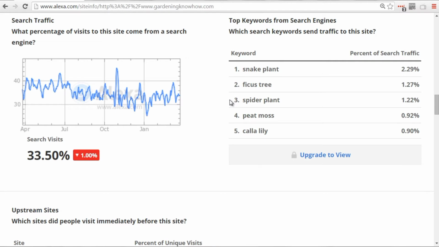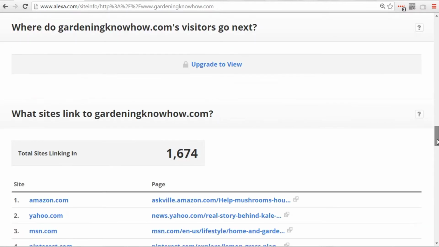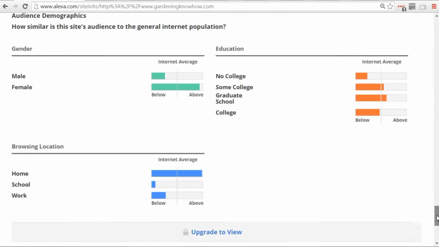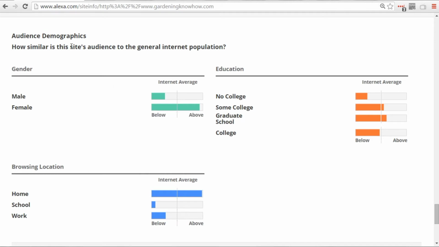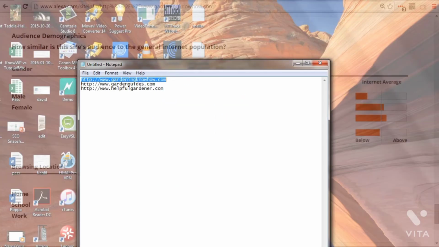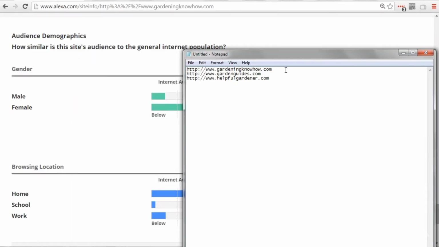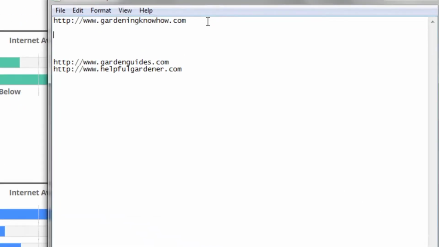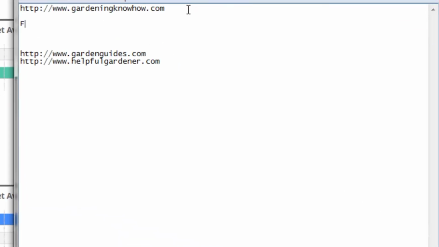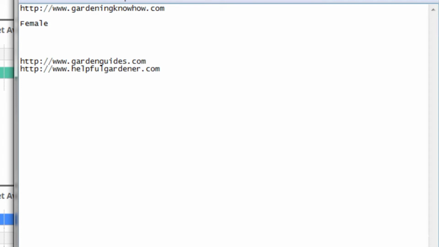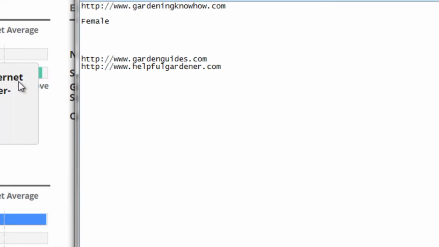If you scroll all the way down to the very bottom, you're going to see audience demographics. And this is the data that we want. So opening up our notepad here, right underneath the website, I'm going to jot this down. We can see gender is female. So it looks to me like it's a good amount female.